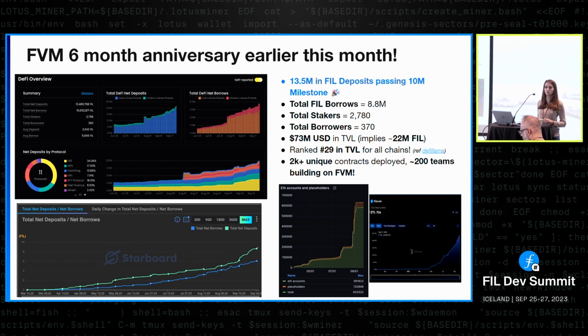Lastly, we also reached over 630,000 wallet users on FVM. This number has been growing a lot over this past month, especially with our DeFi growth. With that, I will leave that to Matt to have the discussion.